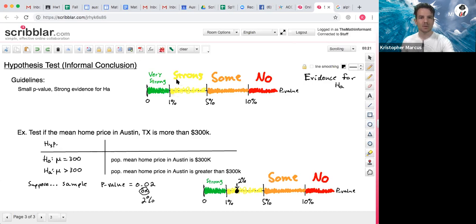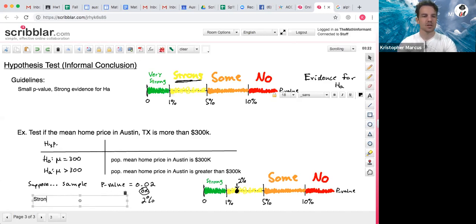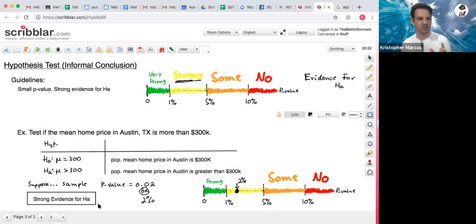What did we say that is? Up here we said that is the word strong. Kind of hard to see because it's light yellow. So what we're saying is this. In our conclusion, to make a brief conclusion about this informally, we would say that there is strong evidence for our alternative. Now the wording here isn't that great. I actually think we need to put more information about it, but that points us in the right direction. What wording should be used? Replace the alternative hypothesis, H sub A, with what it said in your interpretation over here. So there is strong evidence that the population mean home price in Austin is greater than $300,000.